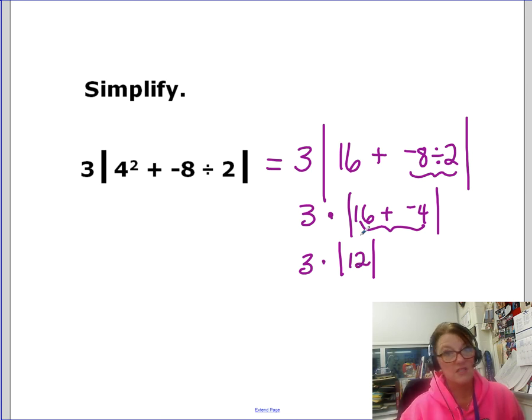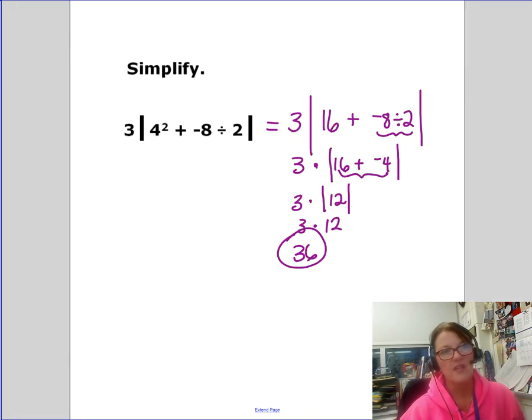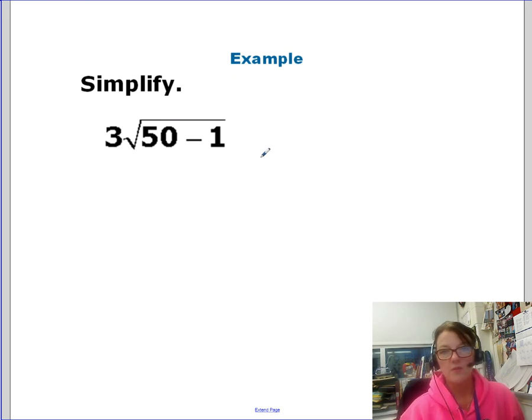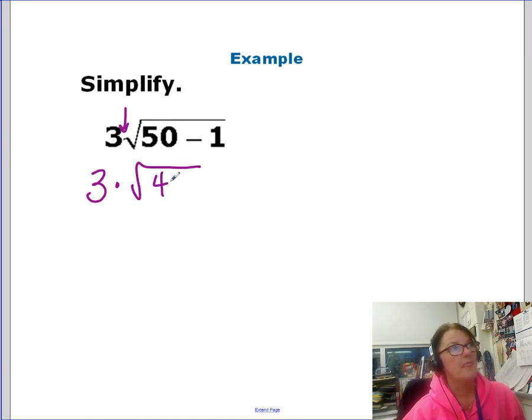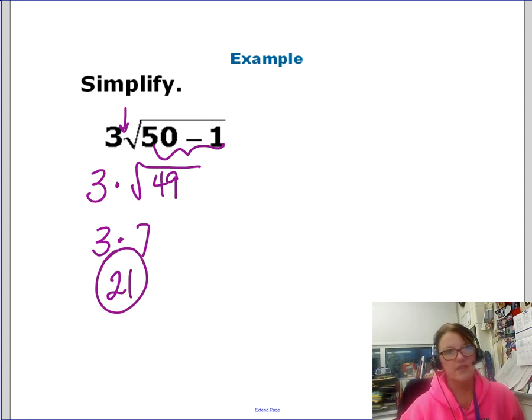Remember, absolute value is a distance. It's always a positive value. 3 times 12, 36. Boom. Okay, there you go. Let's look at a couple more. When you see a radical symbol telling you to evaluate a square root, this 3 stays on the outside. When there's nothing written in between, that implies a multiplication. Simplify this expression because it was completely contained in the radical. Square root of 49 is 7. Simply use the principal square root, not the negative one. And we end up with 21. Boom. Done.